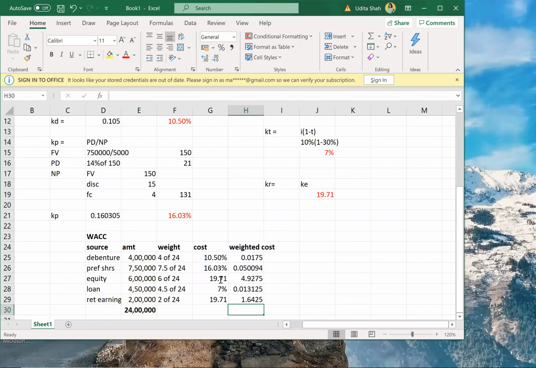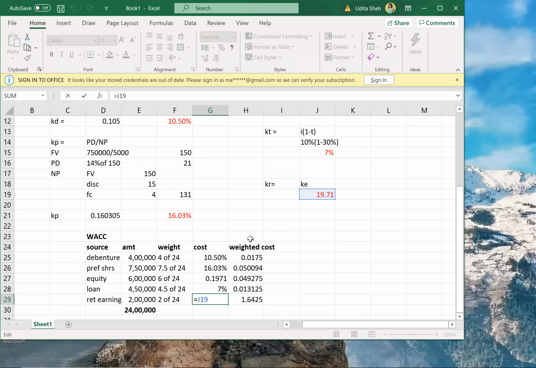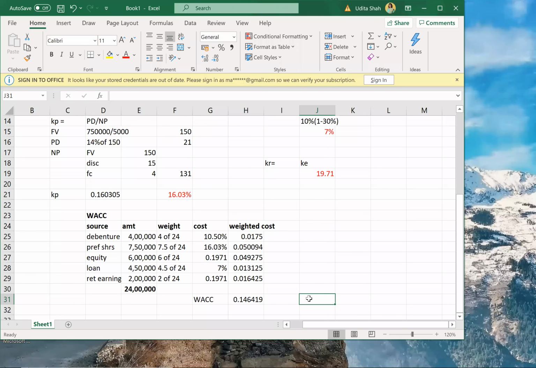Okay, so let us make this also percent. Okay, so our answer will come in percent. So that will give me the total of all these columns, will give me my WACC. So WACC will be sum of all of these put together. So 0.146, or I can say 14.6% is my final WACC. 14.64, let us take it as 14.64% is my final WACC.